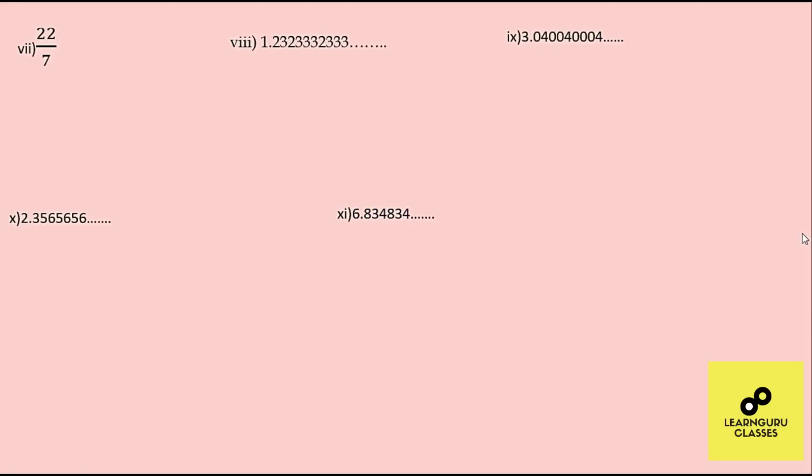The seventh one is 22 by 7. So 22 by 7 is a rational number because since 22 by 7 is in the form of P by Q, therefore it is a rational number.